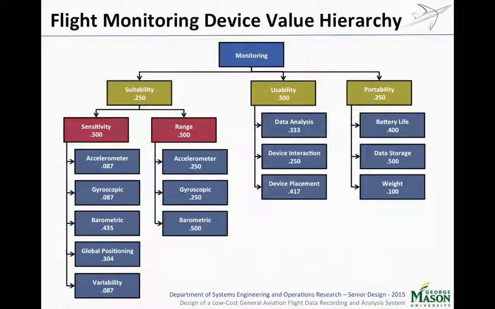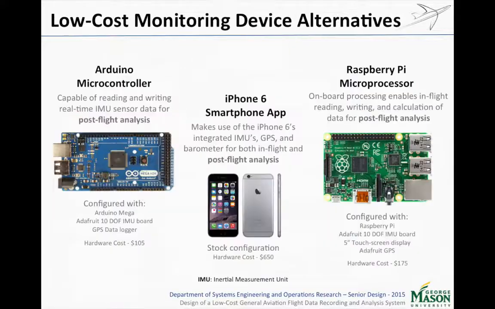And so we wanted to make sure that this device would be able to be mounted anywhere in the aircraft. It wouldn't have to be mounted in a certain position, and this would allow for easier access of this device for a pilot. And also, we wanted to limit the interaction by incorporating as little interaction from the pilot to the device as possible in order to record the readings. And under portability, we considered battery life, data storage, and weight, all of which are very important to make sure the device can be moved from aircraft to aircraft.